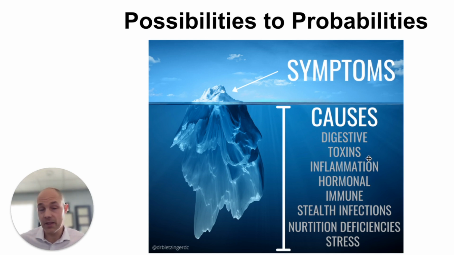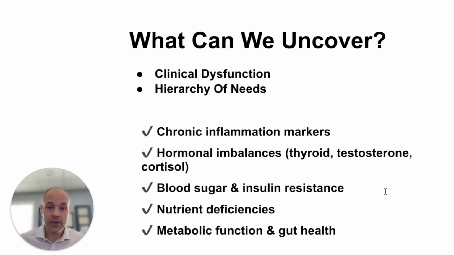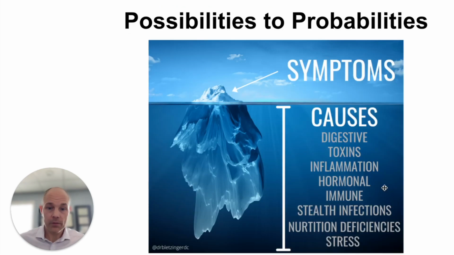So toxicity, inflammation, hormonal imbalance, immune imbalance, stealth infections, nutrient deficiencies, ultimately stress. So those are the things that we're looking for with the blood chemistry, with the health survey. We're turning possibilities into probabilities so we can concentrate on the things that might be going on and rule out the things that are not going on, and we don't have to spend time or energy or even money on those.